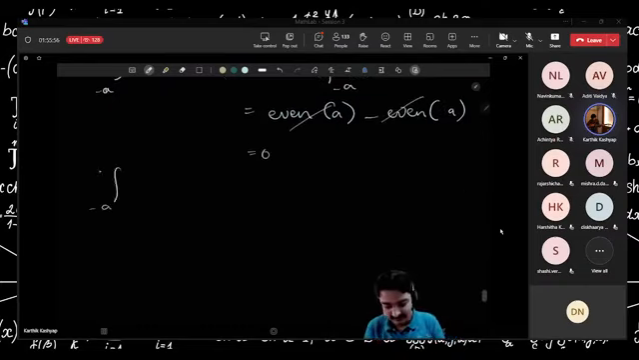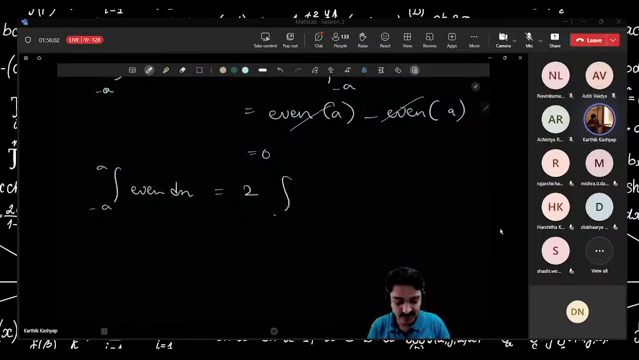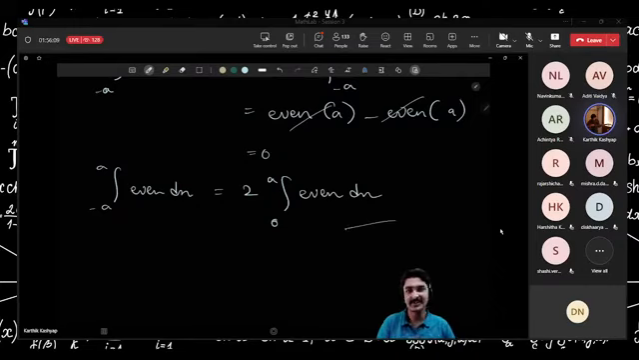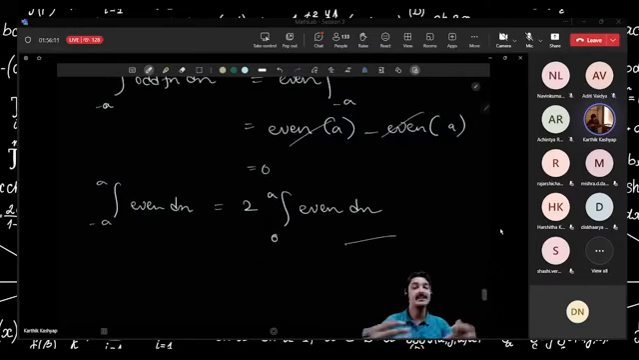Similarly, the integral of an even function from minus a to a will give an odd function, so we can write this as 2 times the integral from 0 to a of the even function dx. These are a few properties that we have seen in JEE itself, pretty standard. We can extend them onto these coefficients as well.